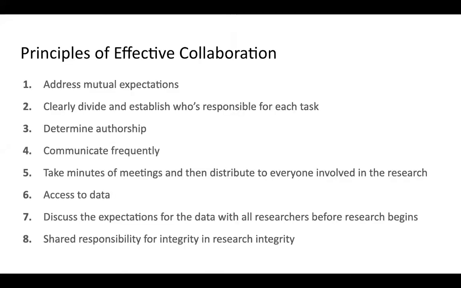So next, let's talk about what effective collaboration is. Here's a list of principles that facilitate an effective or successful research collaboration. Let's go through each of these. First, address those mutual expectations. Every member of a team may have different expectations about how each person will contribute and how they will be credited, that authorship we talked about. And discussing these openly makes it easier for each team member to contribute to the project effectively.